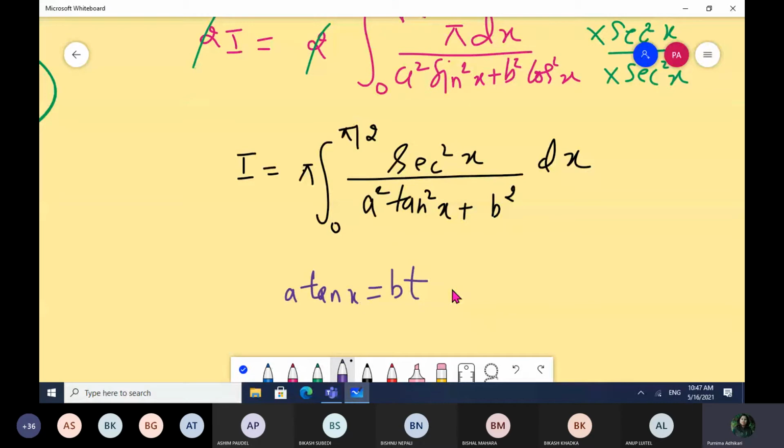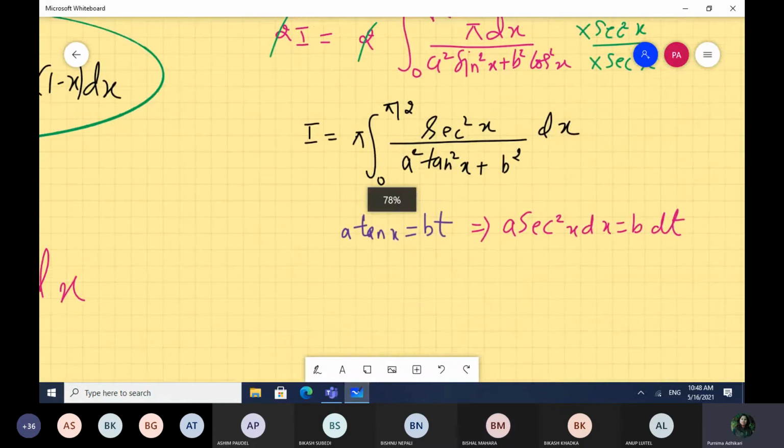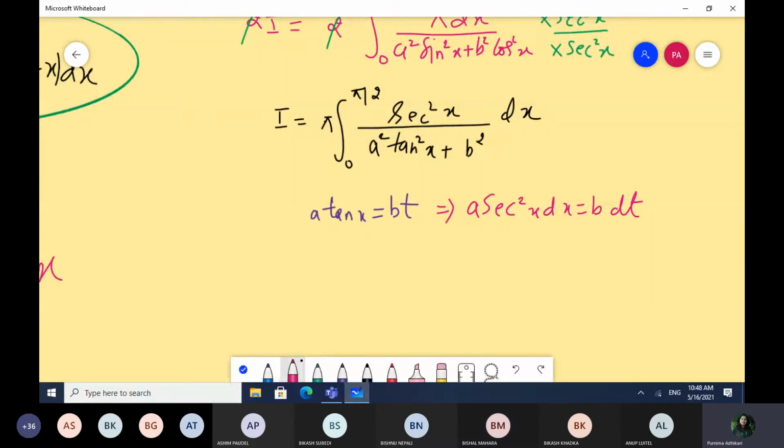So let's make it this way: a tan x equals bt. After differentiating, you will get a sec square x dx equals b times dt. Okay, so what are the new limits of integration now? What will be your limits of integration? Let's talk about limits now.